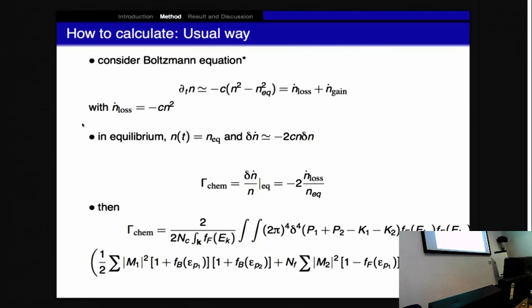So in the Boltzmann equation formulation, that's how you define the chemical equilibration rate. And microscopically, one can compute it using perturbation theory. This denominator is the equilibrium number density, and the numerator involves the incoming particles and outgoing particles. If they are bosons, you have Bose-Einstein distributions, and for fermions you have Fermi-Dirac distributions, and this is the matrix element I was talking about.